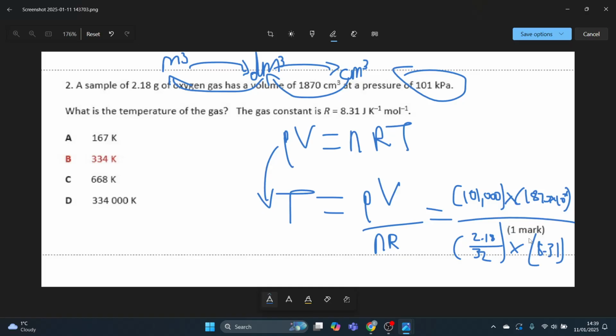2.18 divided by 32 times by 8.31. And look what we get. We get 333.6 Kelvin. Therefore the answer is B, obviously. And if you didn't use the correct units, you probably would have got that, which is wrong.